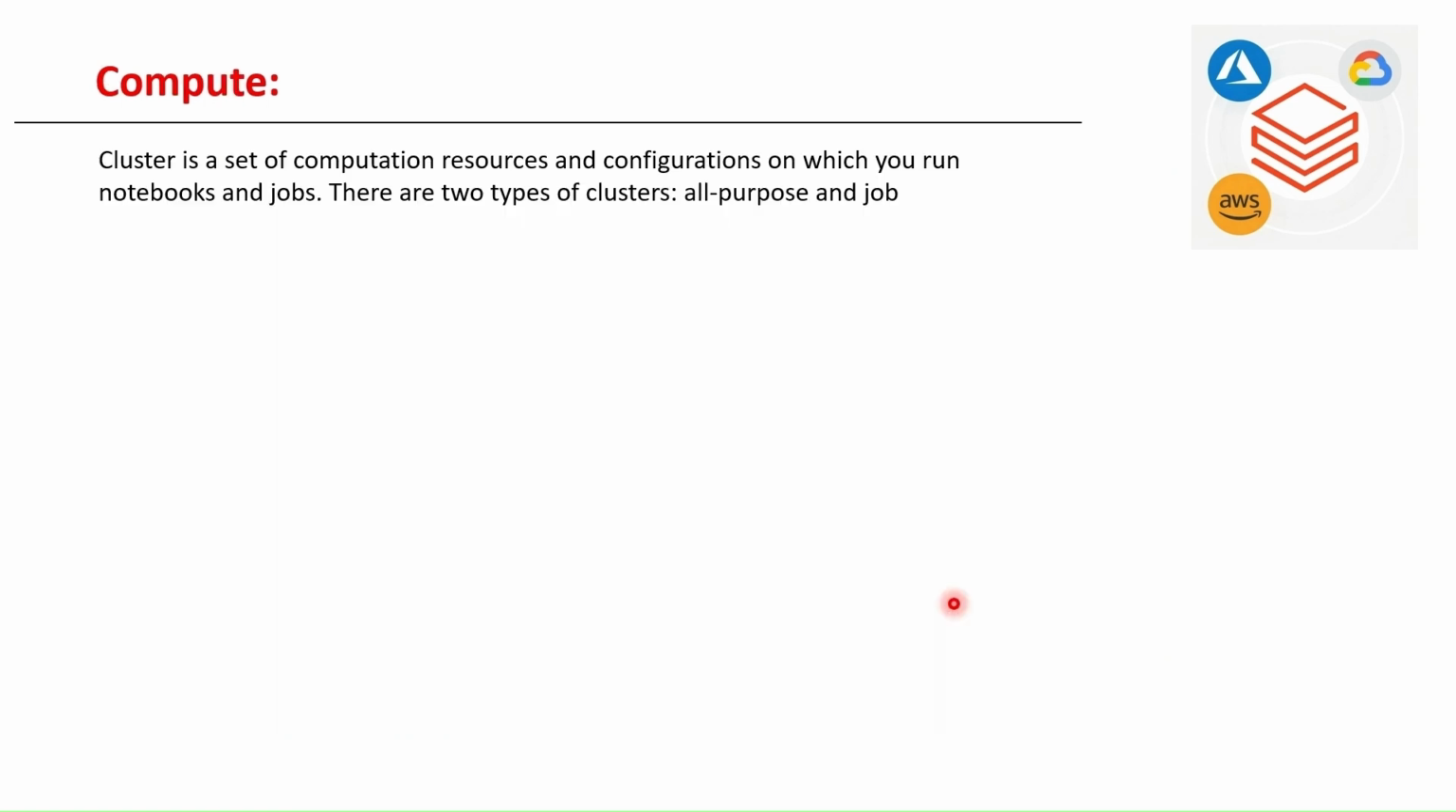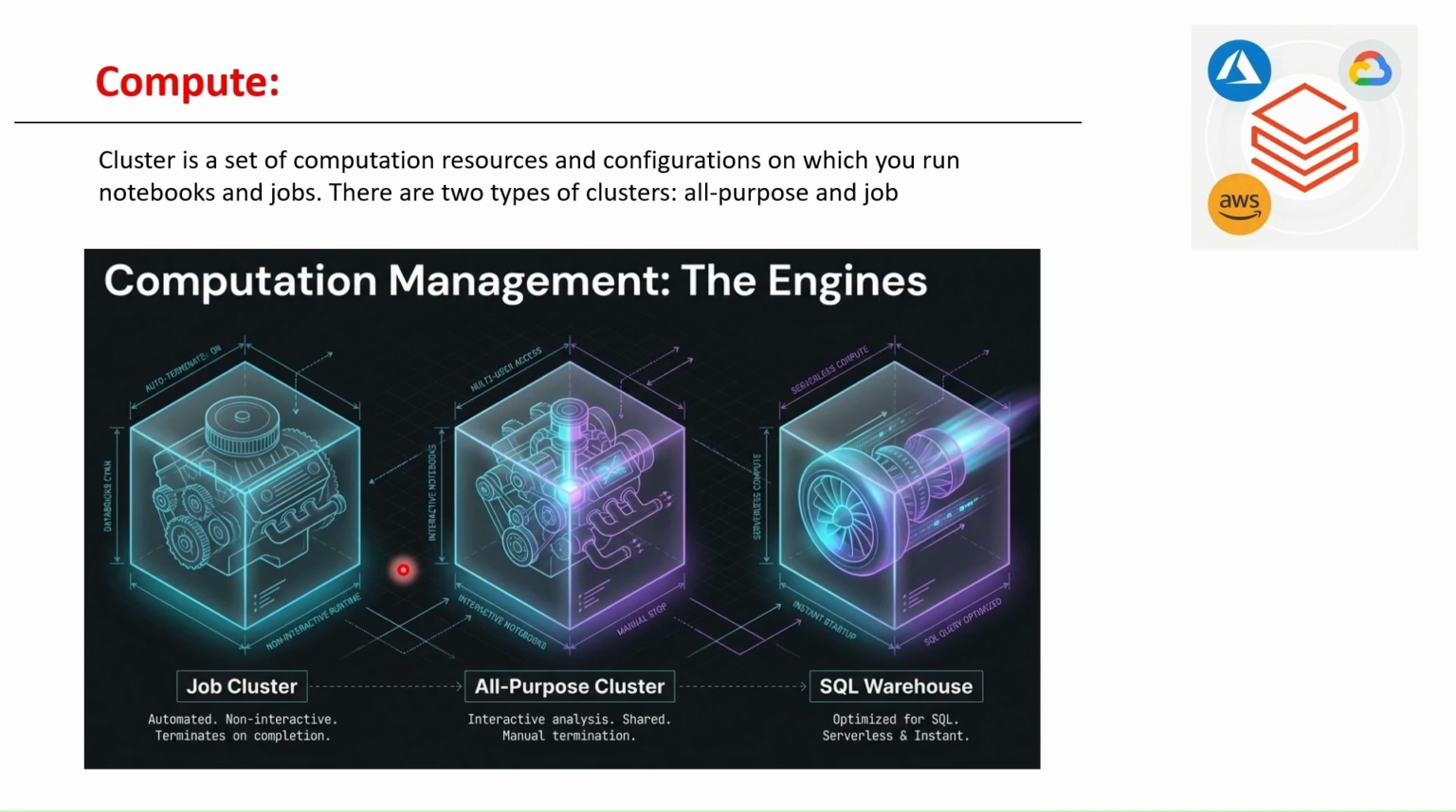Databricks offers something called clusters. A cluster is a set of computation resources and configurations on which you run notebooks and jobs. There are two types of clusters that Databricks offers: all-purpose and job clusters. So what's the difference between the two? Job clusters are sort of automated. They are non-interactive. They terminate on job completion. They're well suited for executing a job, whereas all-purpose clusters are for interactive analysis. They're shared, and manual termination is required.